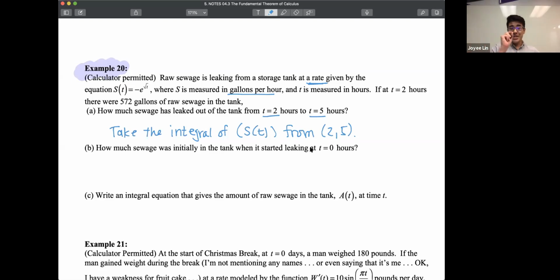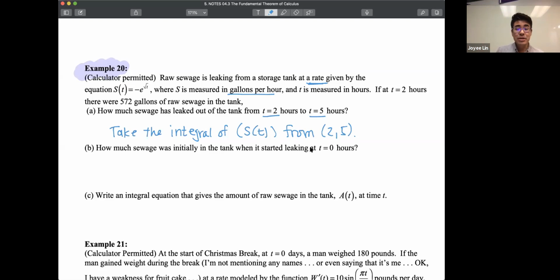Pay attention to the wording, right? It says how much sewage is leaked out between those 2 hours. So we didn't need to add anything, right? Because that 572 at the beginning, it didn't leak out. It was just sitting there, right? We start off with 572 gallons. If we just integrate the function, we get how much is leaked out.